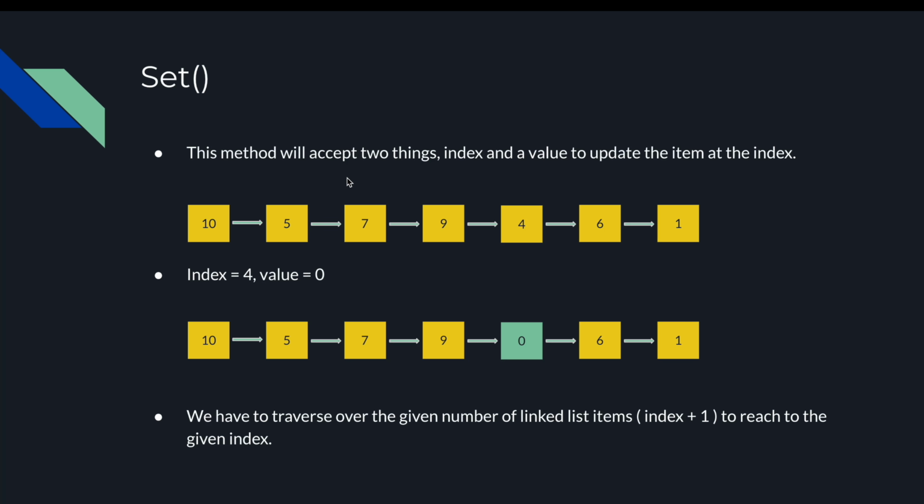This method will accept two things. One is index and the other one is a value. And that value will be used to update the item at the given index. Something like updating the value of a node at a given index.